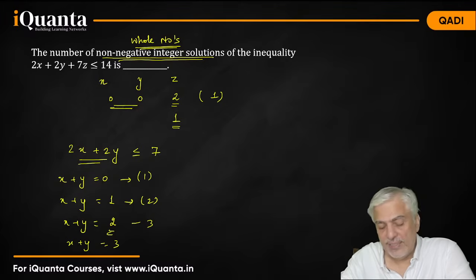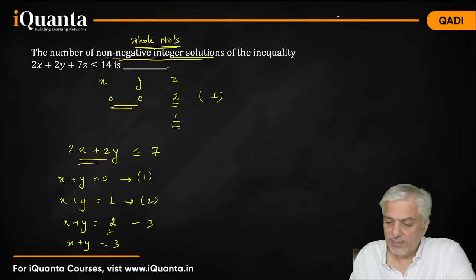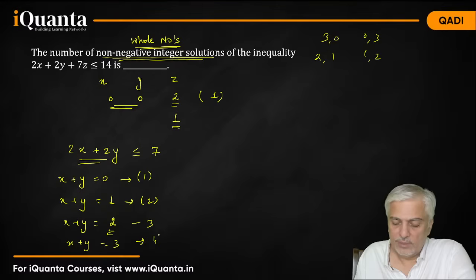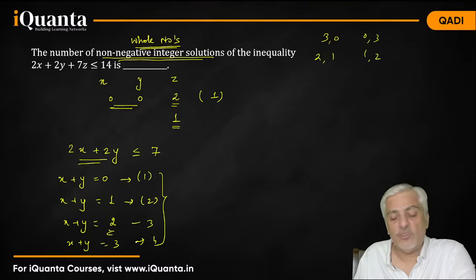you will get how many cases? 3, 0, 0, 3. Right? 2, 1, 1, 2. And yeah, I think that's it. 4 cases. So, this is 1 plus 2 plus 3 plus 4. How much will that be? 10.